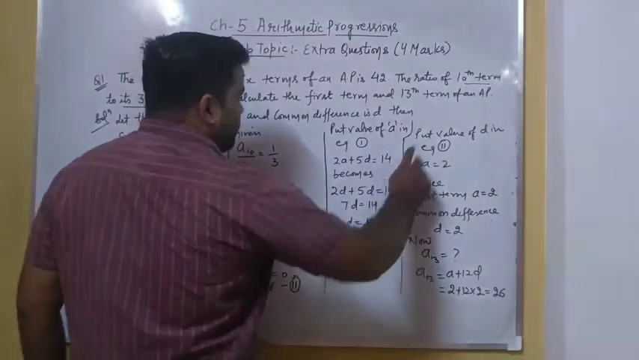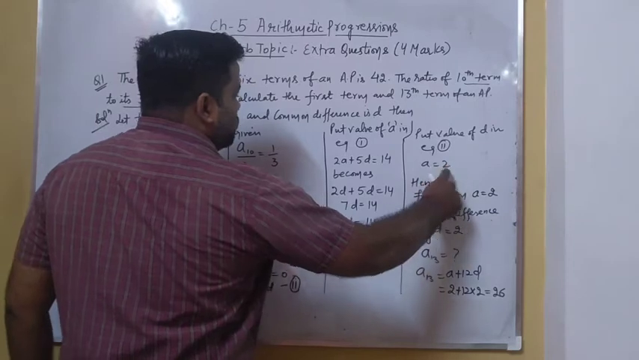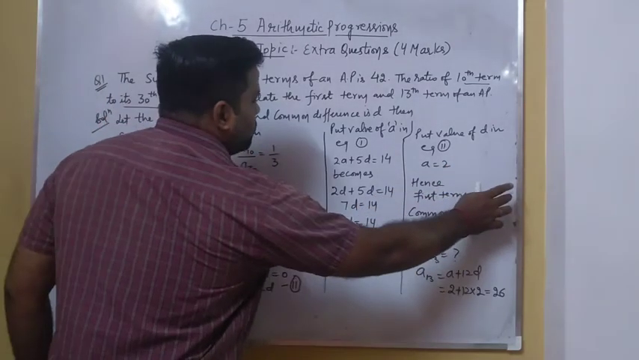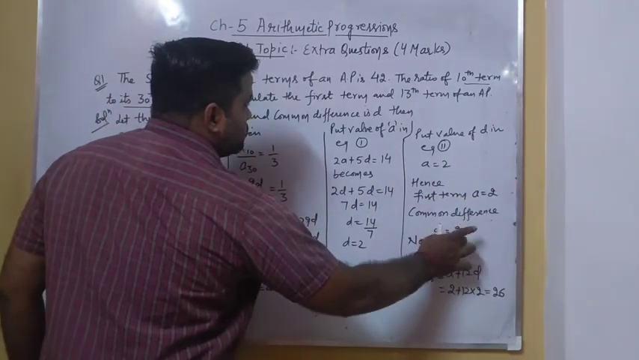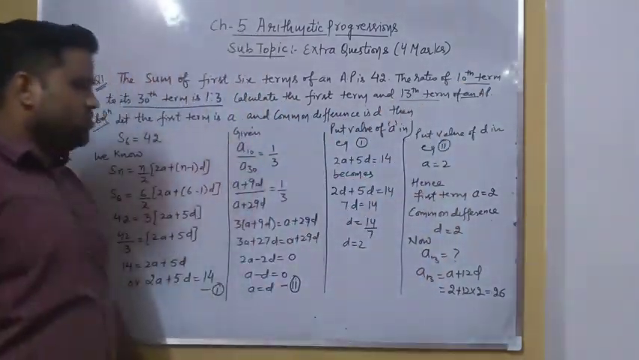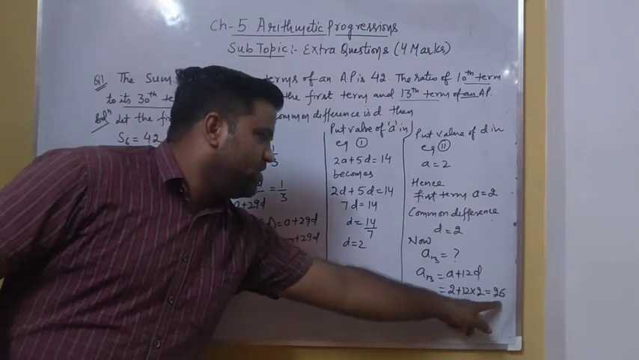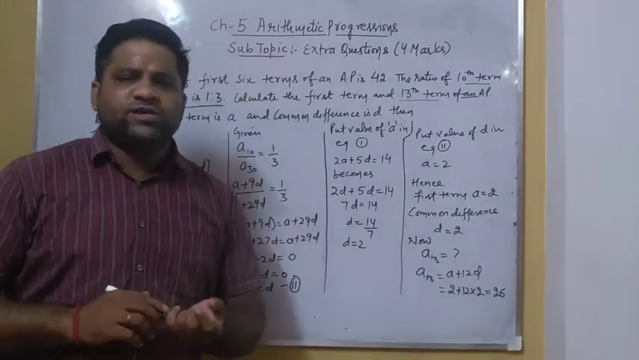After getting the value of d, we put the value of d in equation number second. Here we get the value of a equal to 2. Hence our first term is a equal to 2 and our common difference is d equal to 2. As we have to find the 13th term of an AP, we know that the 13th term of an AP is given by a plus 12d. On putting the values, we get the 13th term is 26, which is the required answer.